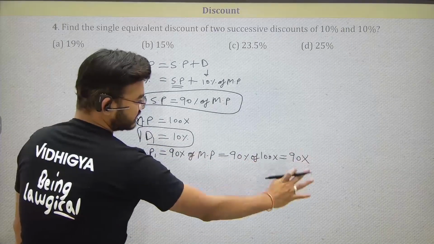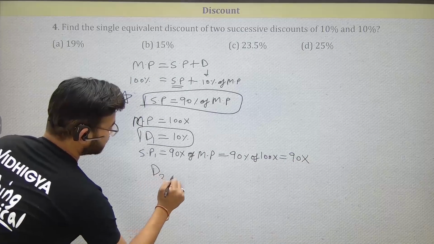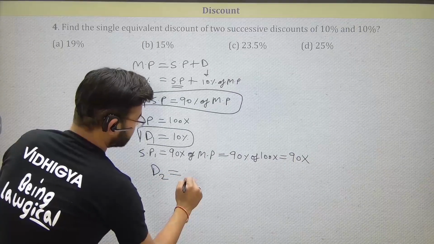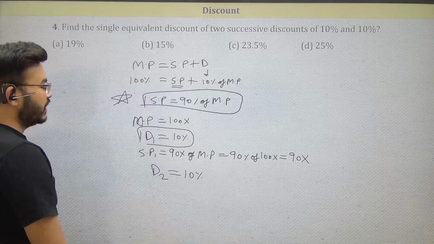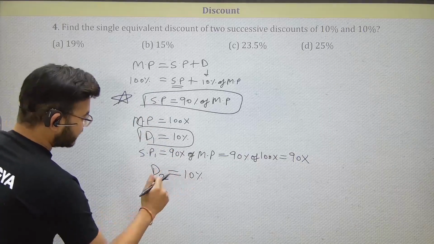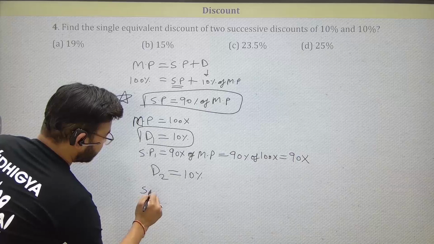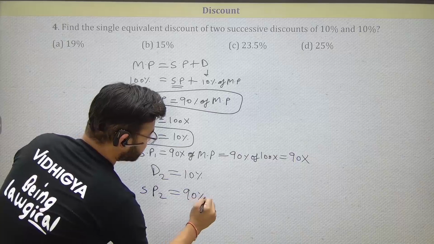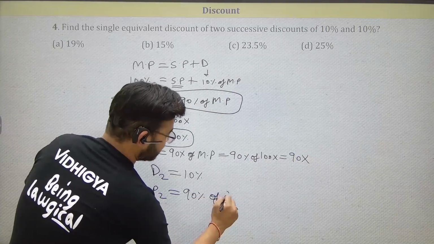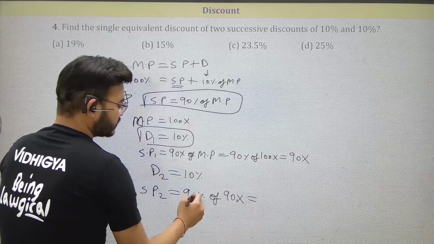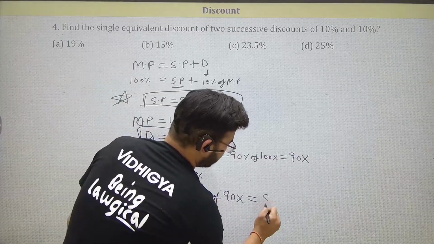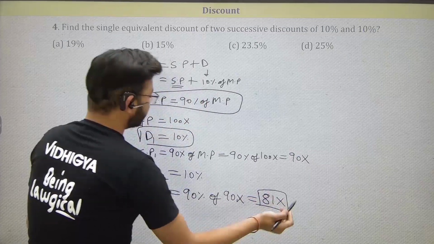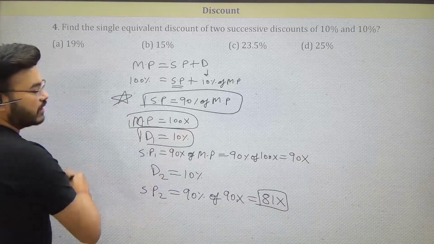Okay, we get this selling price, but again we are offering another discount on this price now. So another discount is of 10% again. So my final selling price, that is after giving two successive discounts, will again be 90% of this selling price, that is 90x. So 90% of 90x will come out to be 81x. So that becomes my selling price, while initially my mark price was 100x.